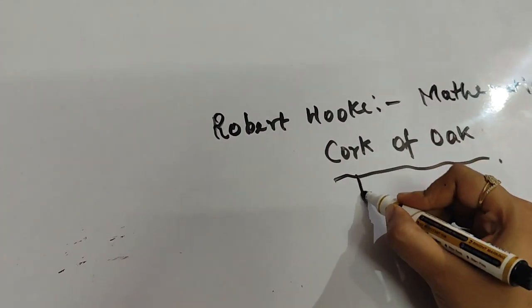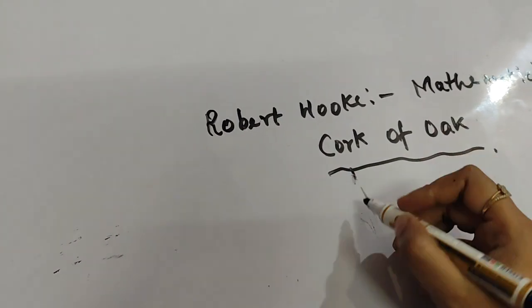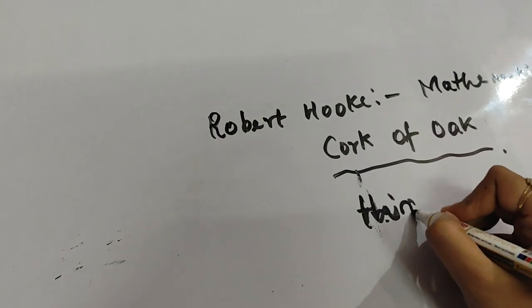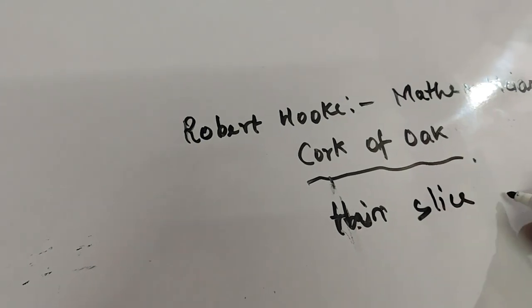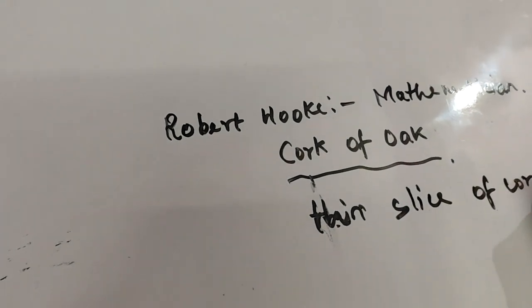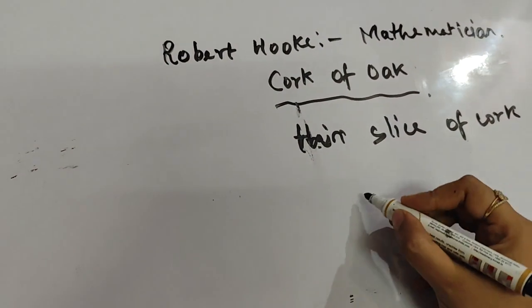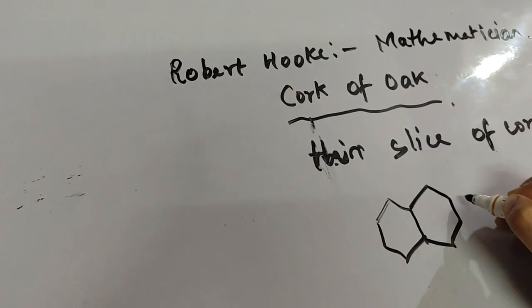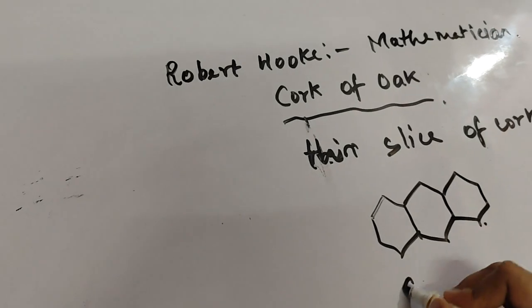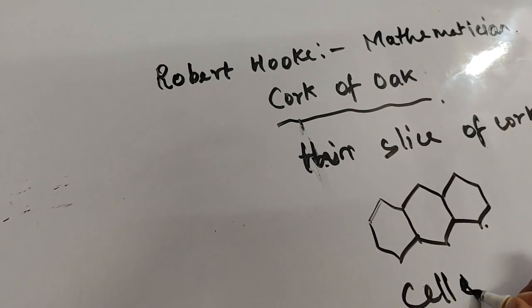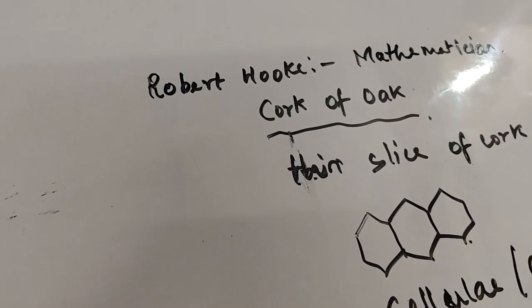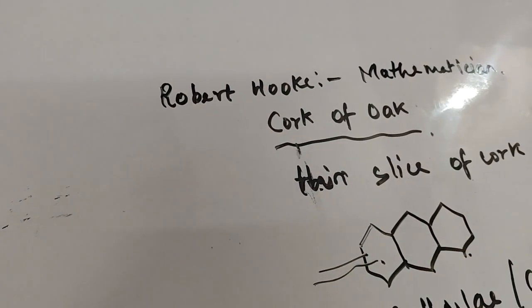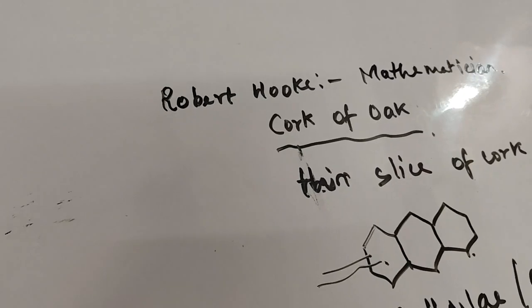And here he observed this. He cut a thin slice of cork and observed it under the microscope, and he observed a honeycomb like structure, which he named cellulae or cellule. He thought it is a passage through which conducting fluid can pass, and he named it cell.